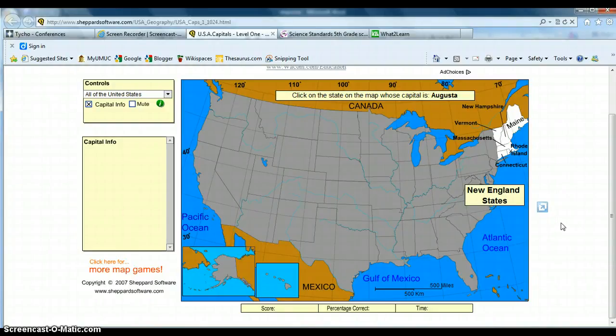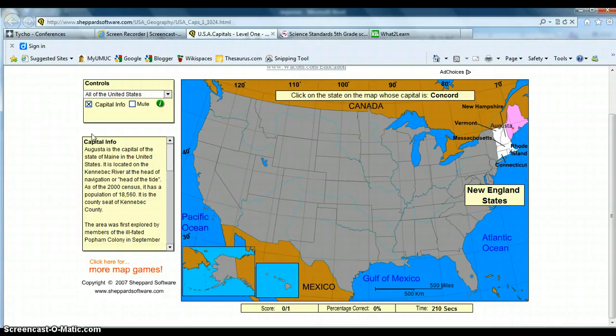The only thing I would change is, although it is a good activity, it could be improved a little bit by integrating this capital information a little bit better. Let's see, Augusta. Concord. See, once you get the answer correct, it populates all this capital information, and it's not really very noticeable over there. So I would either recommend removing it entirely because it's a practice activity.